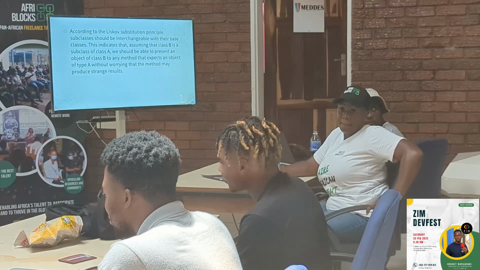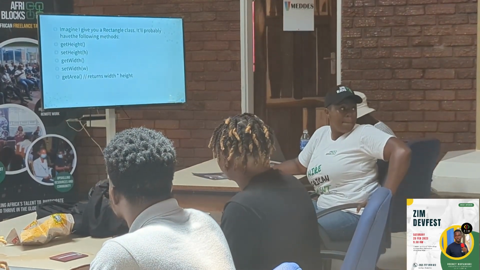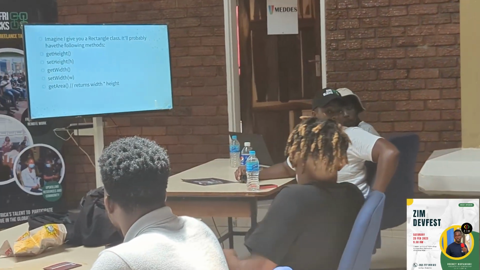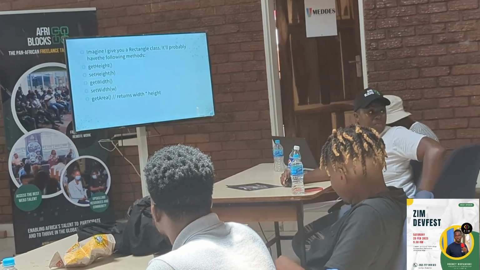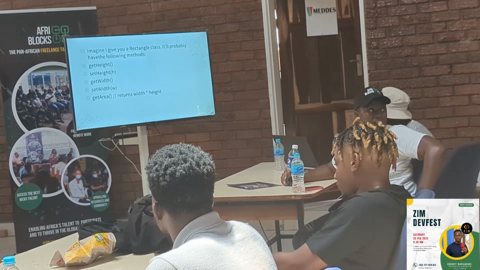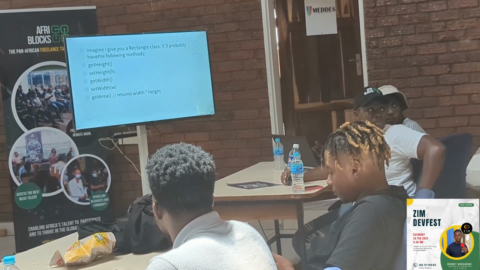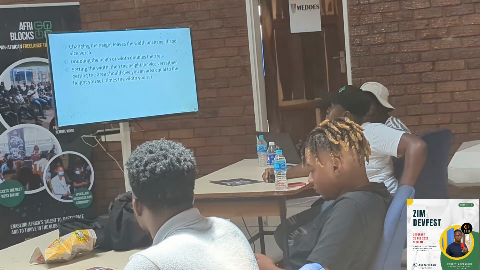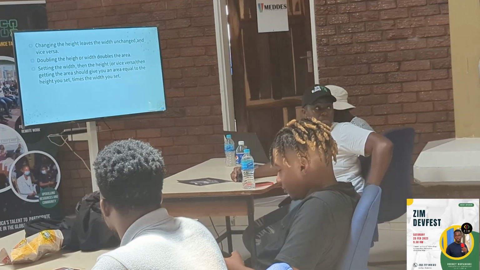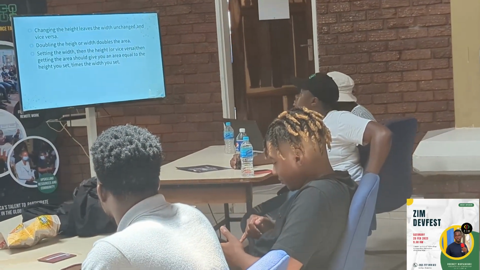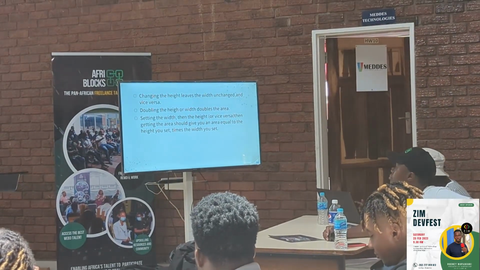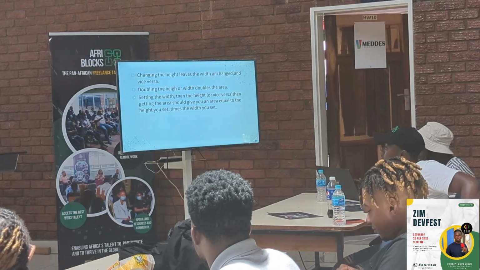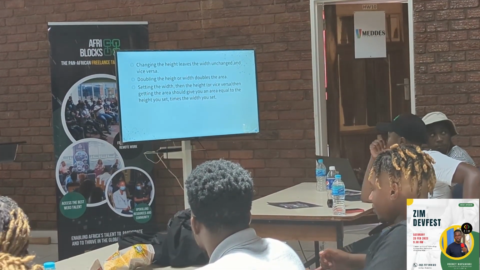may produce strange results. I know you probably didn't understand what it means, but imagine we have a rectangle class, and it probably has methods like these: one to set height, one to get height, one to set width, and another to get the area. Changing the height leaves the width unchanged, and vice versa. Doubling the height or width doubles the area. Setting the width, then the height, or vice versa, then getting the area should give you an area equal to the height you set times the width you set.